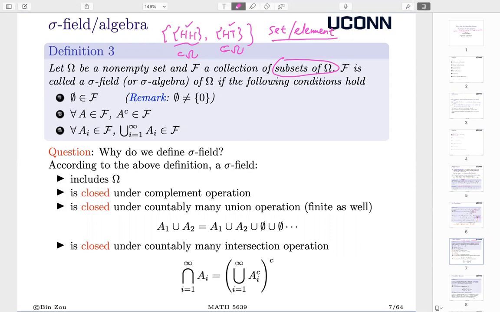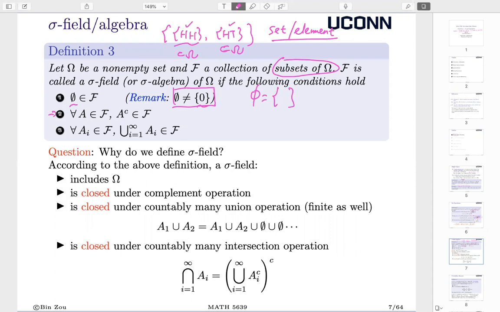Okay. So once I collect them, I can try to get a new formation. Somehow, we call it a sigma field or sigma algebra. It must satisfy 3 conditions. The first condition is it should contain the empty set. Here I have a remark: the empty set is not the same as a set with 0. That is not empty, it has an element of 0. So what is the empty set? It includes nothing. Okay, so that's the empty set.